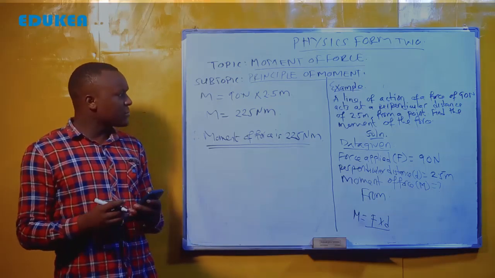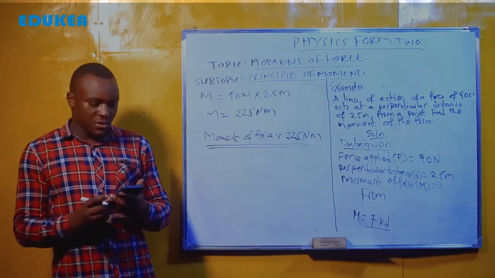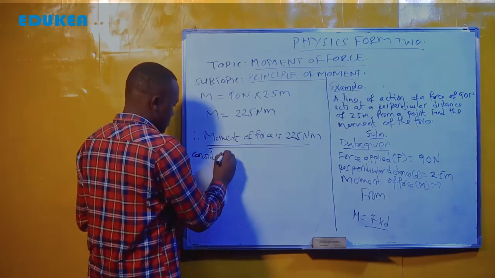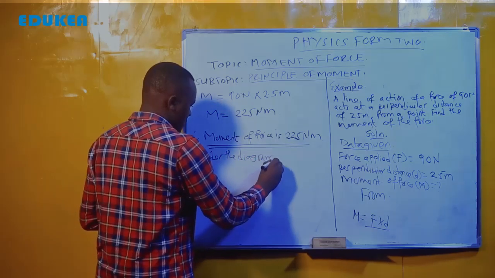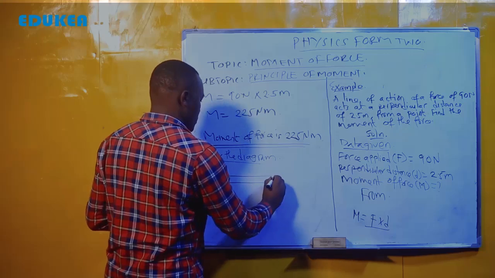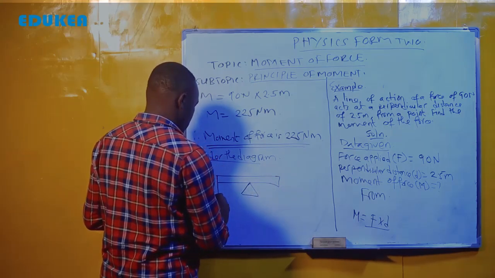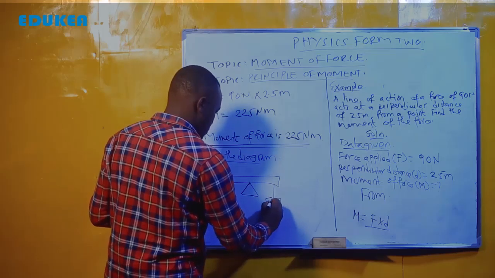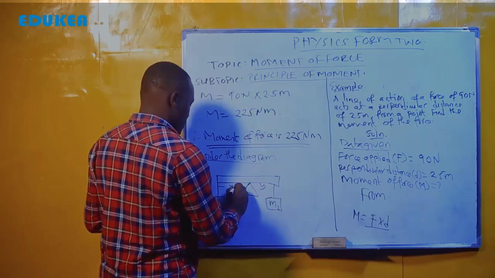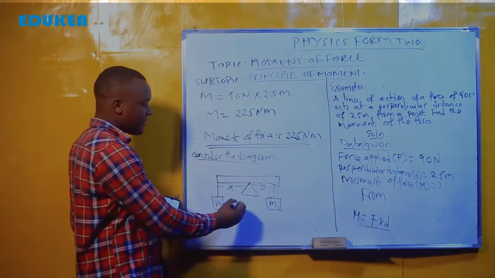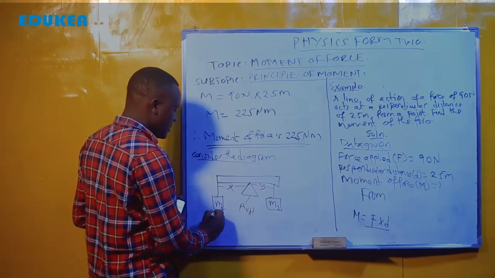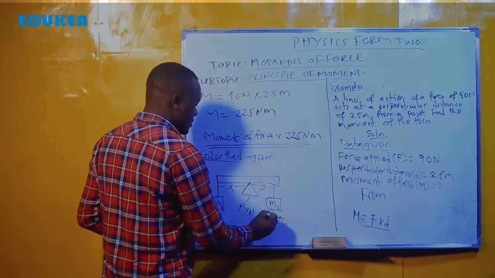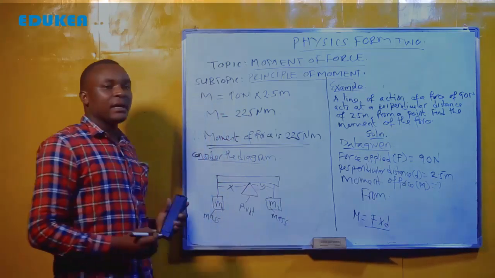Now let's go to our subtopic, which is principle of moment. We know that the principle of moment, let's consider the diagram. This is the pivot, we call it pivot. This is mass, sometimes it can be weight, and this also is mass. But X and Y are the distances from the pivot.